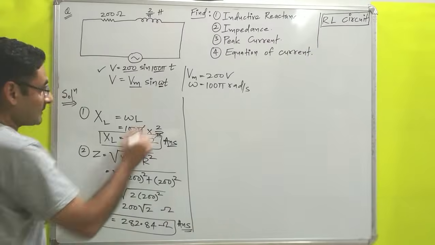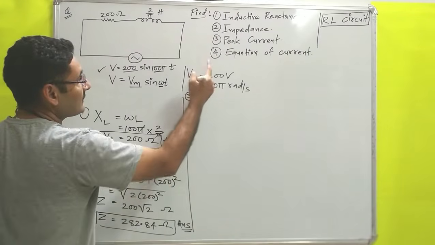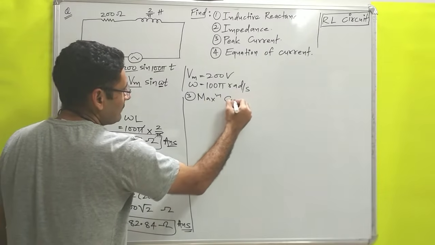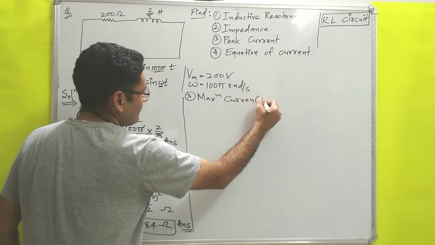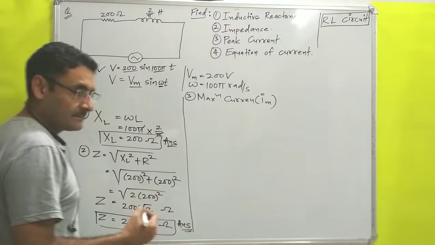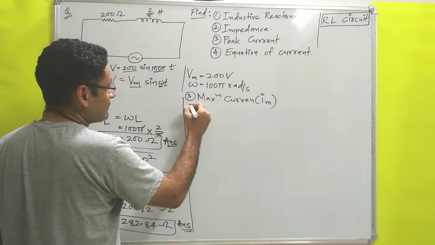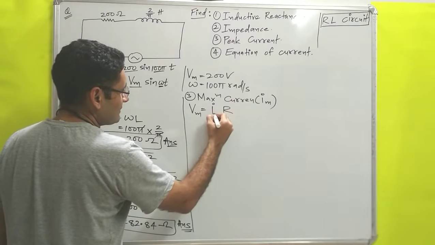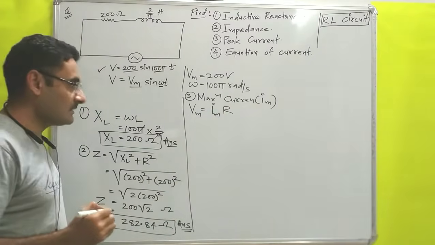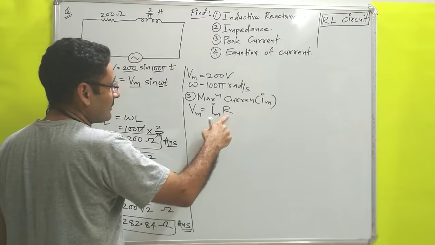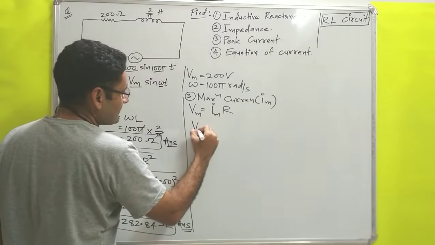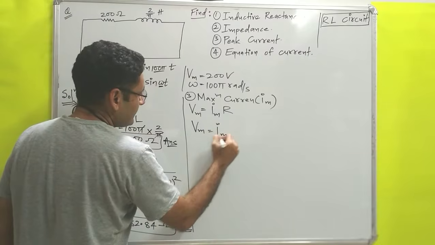Next is number 3. Number 3 is peak current, or you can say the maximum value of current. The maximum value of current we denote with Im. You know very well Ohm's law, V = IR, so I will write Vm = Im R. Okay, but that is not a pure resistive circuit, that is a series LR circuit. And for a series LR circuit, what do we write?